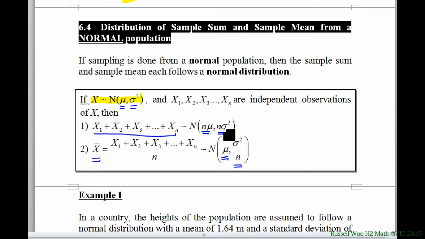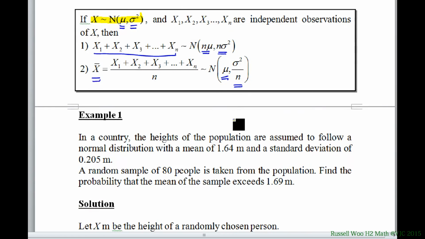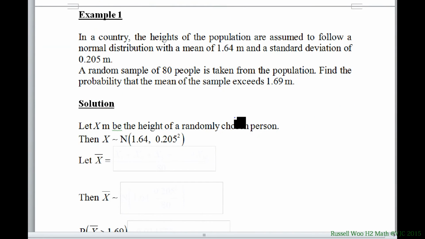Okay, let's be more concrete. Let's use an example. Example 1. The heights of a population are assumed to follow a normal distribution with mean 1.64, standard deviation 0.205. Can I have attention, please? So it's not difficult to write this statement. X follows a normal distribution, mean and variance.